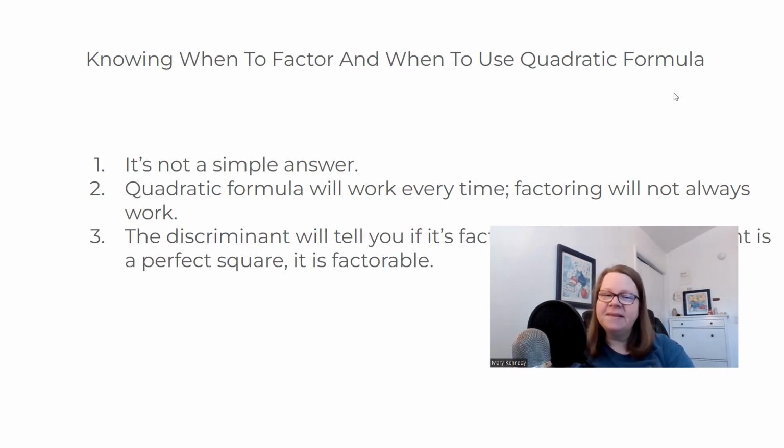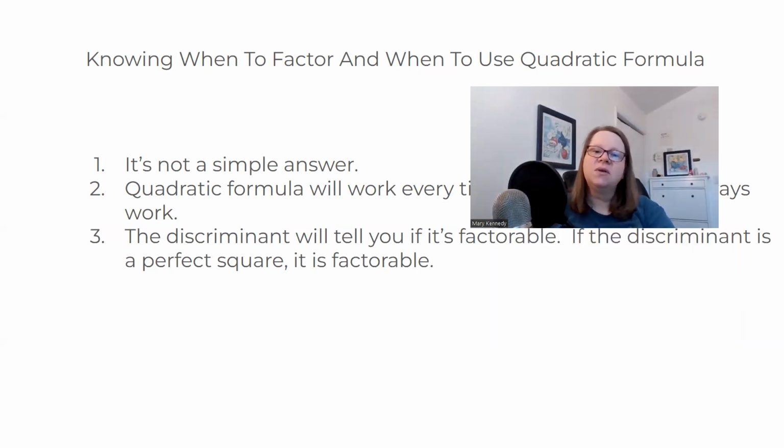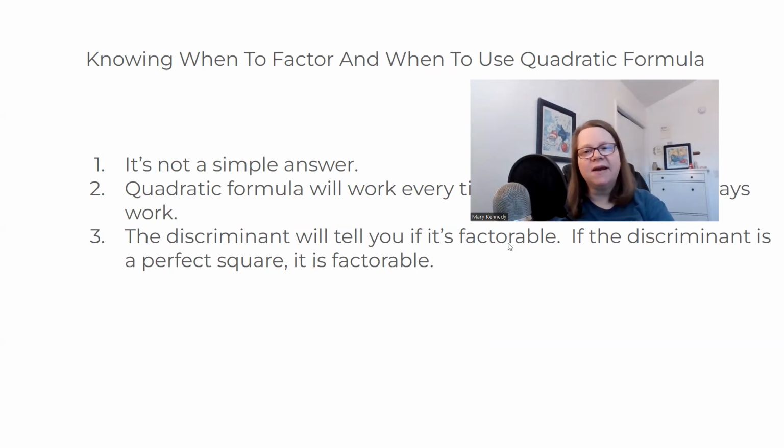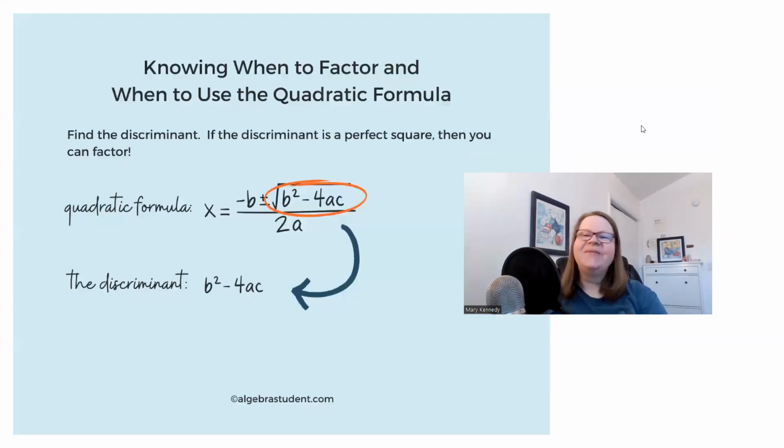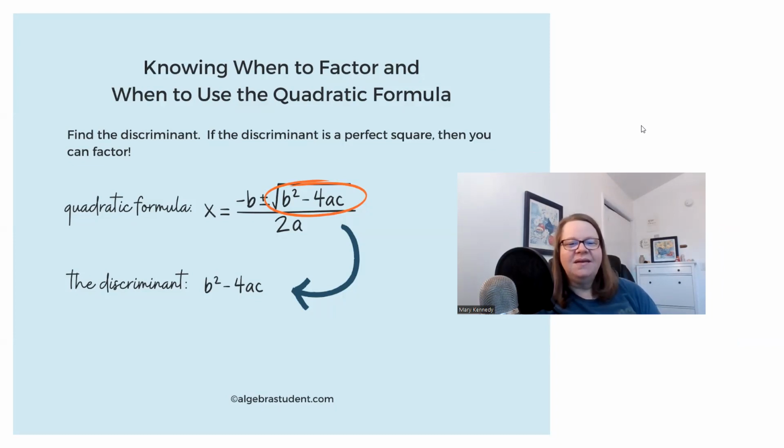So just know that. But if you just want to know when can I factor, then you can always use the discriminant. The discriminant will tell you if it's factorable, and if it's a perfect square, it is factorable. So let's look at what in the world that means. So here's the quadratic formula, and here's the discriminant. And notice that the discriminant comes from the quadratic formula. It's that part underneath the radical. And so you're just plugging into that. And if that number is a perfect square, then it means you can factor that problem.